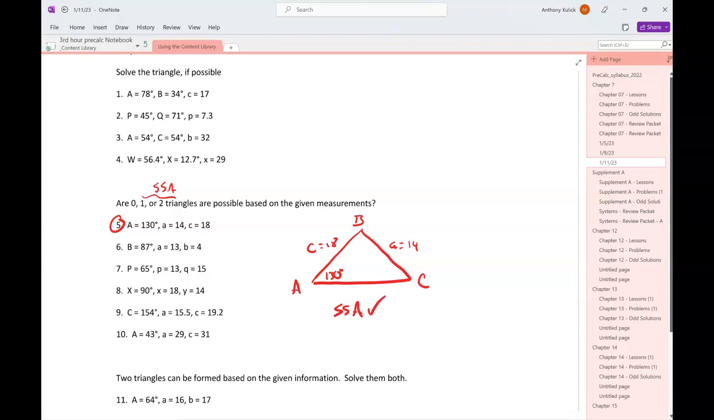Next, I'm going to check the size of my given angle. Here that's angle A. I notice that's greater than or equal to 90 degrees. So that means that we're either going to have 0 or 1. We can't have two triangles. To tell the difference for one triangle, in our case, since our given angle is A, the side opposite that needs to be the biggest side. It's going to be 0 triangles in the other situation. And this is what we have, right? 18 is bigger than 14. So this should be 0 triangles.